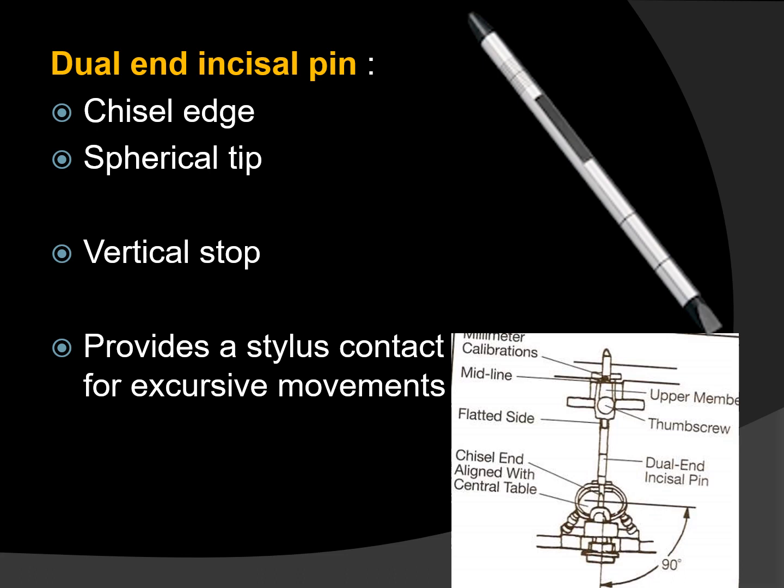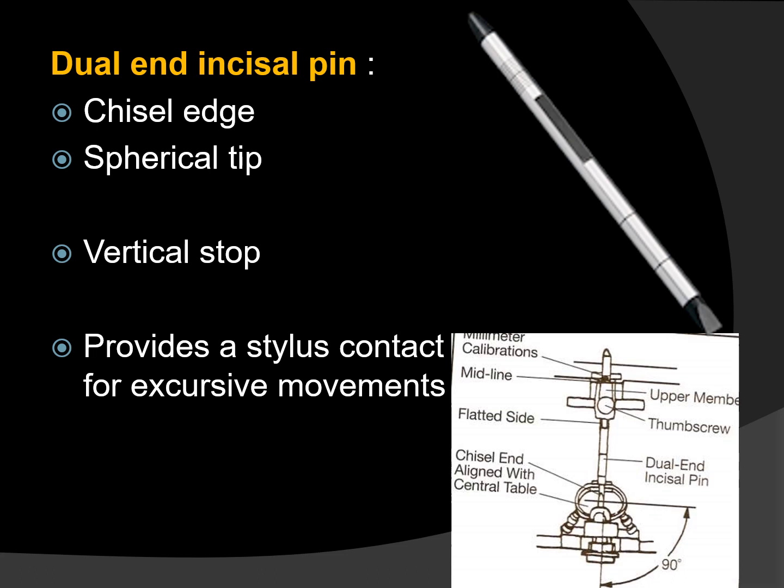Coming to the incisal guide pin or the dual end incisal pin. As the name suggests, it has got two ends. One is the chisel edge and the other one is the spherical tip. Usually we use the chisel edge, and the spherical tip is used for fabricating a customized acrylic anterior guide table. That is especially used in fully adjustable articulators. Now the incisal guide pin acts as the forward control of the articulator. So it maintains a vertical stop and also provides a stylus contact for the excursive movements of the articulator.